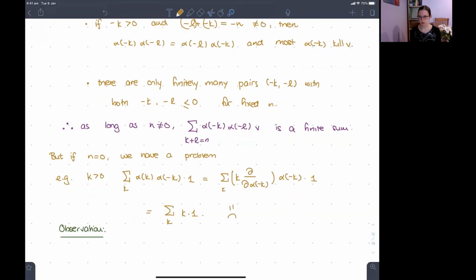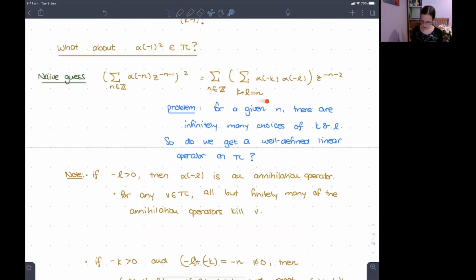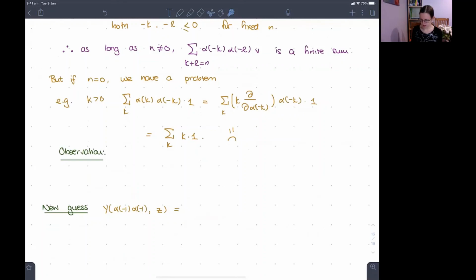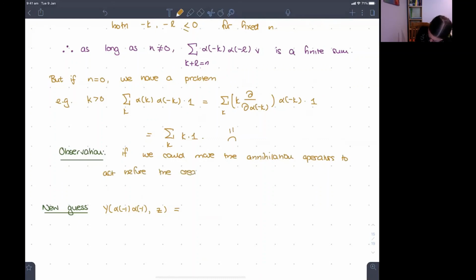So when n is equal to 0, we don't get a well-defined linear operator, and so we cannot make this definition. We can't say that these are the coefficients of our vertex operator. But the observation is that if I could swap the order of these and have this guy act first, then I wouldn't have this problem. The problem is that it's coming right after the thing that created the thing that stops it from killing the vector. So the observation is that if we could move the annihilation operators to act before the creation operators, we wouldn't have a problem.